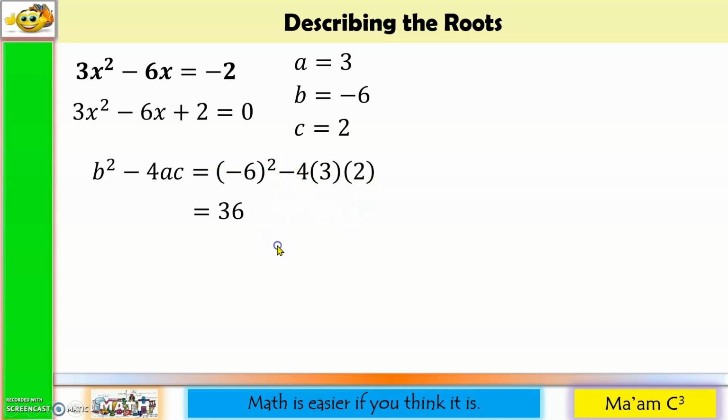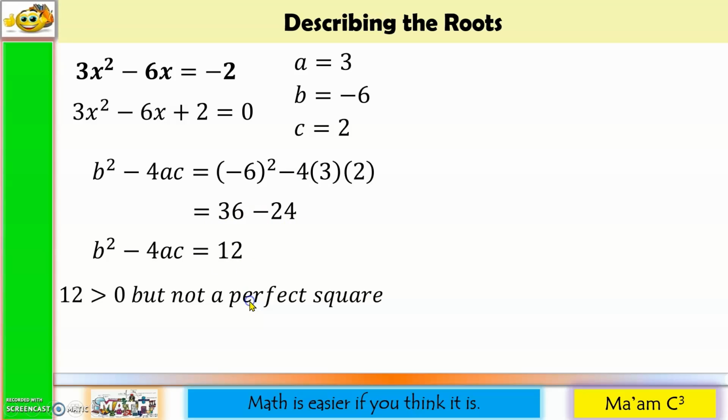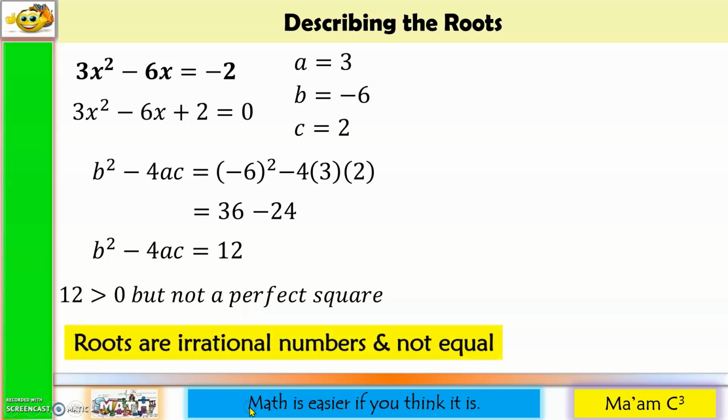So we have minus 24. And 36 minus 24 is 12. 12 is greater than 0 but not a perfect square. Therefore, we have roots that are irrational numbers and also not equal.